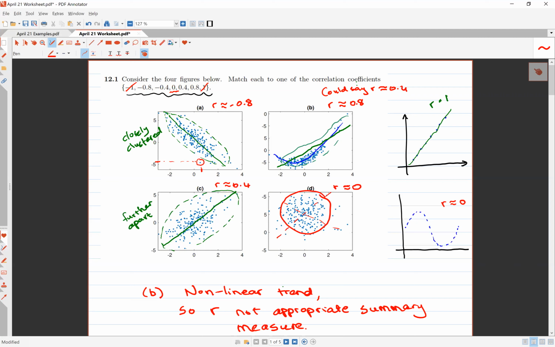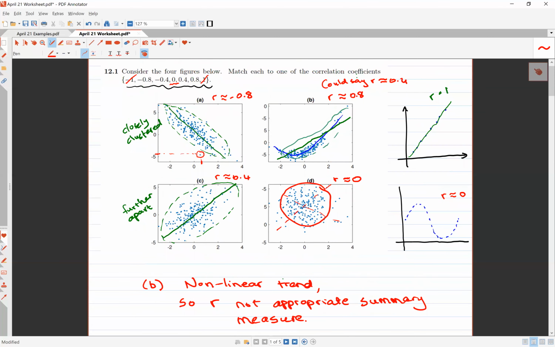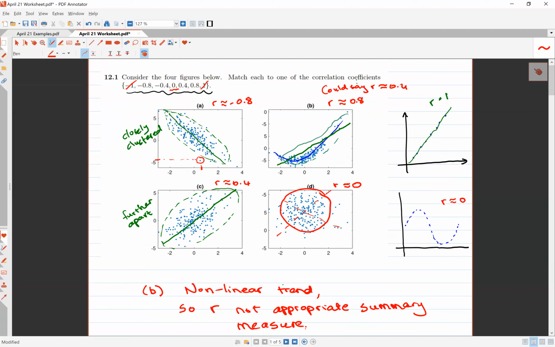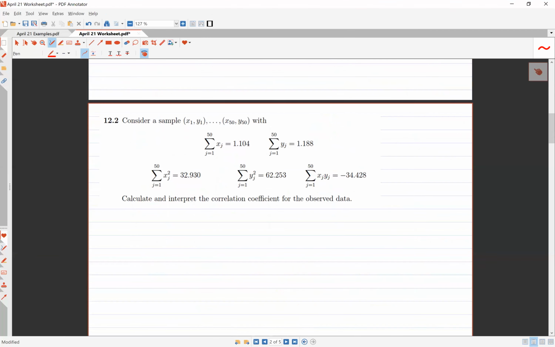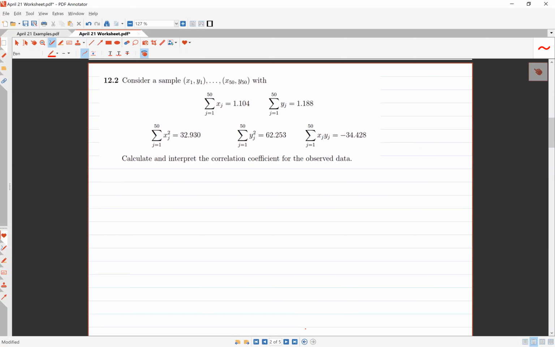Does anyone have questions here about 12.1? Now, I will not be so cruel as to give you figures like this and have you pick correlation coefficients out of a hat. I'm not expecting this. It'll typically be, here are a set of potential values, match them up as best you can with the figures that you see. But you should be able to calculate a correlation coefficient from data.